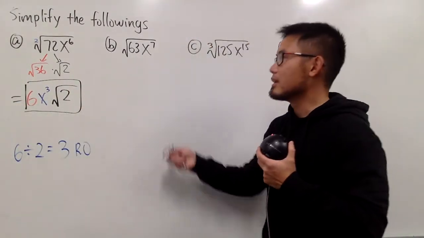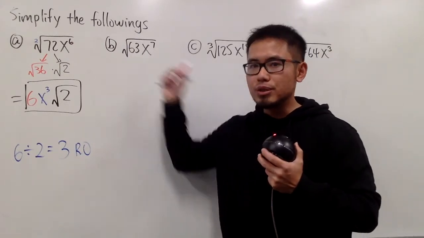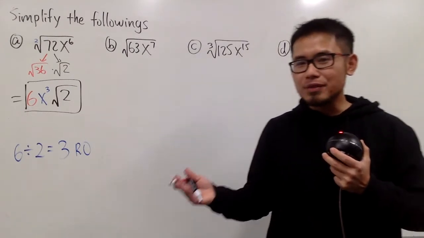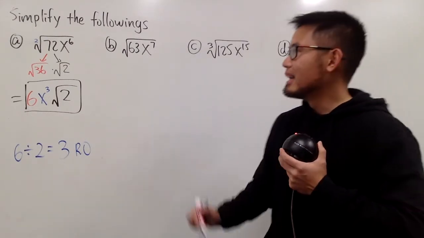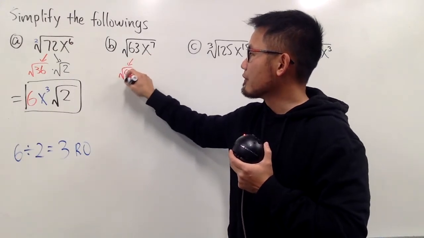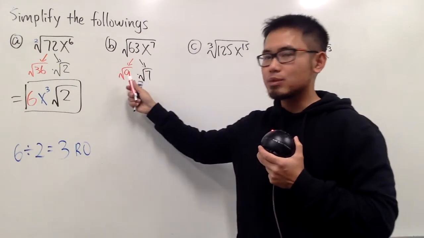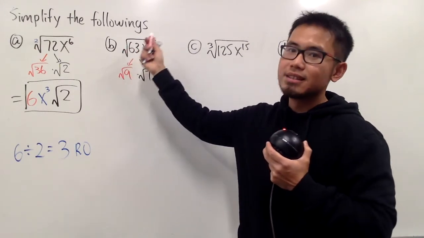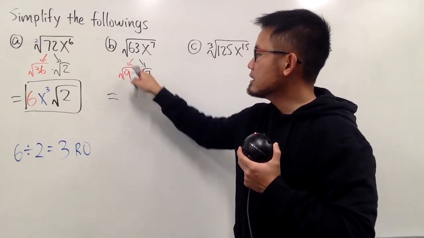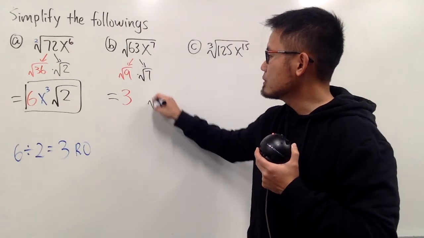Now we'll do the same thing for the second one. What times what will give us 63? Can I use 3 times 21? No, because none of them is a perfect square, right? Well, in this case, I'm just going to write this down as the square root of 9 times the square root of 7, because when you multiply, we do get the square root of 63. Now, the square root of 9 is just a nice number, 3, and then we leave the 7 in the square root.